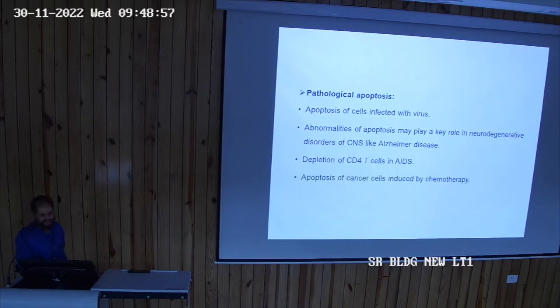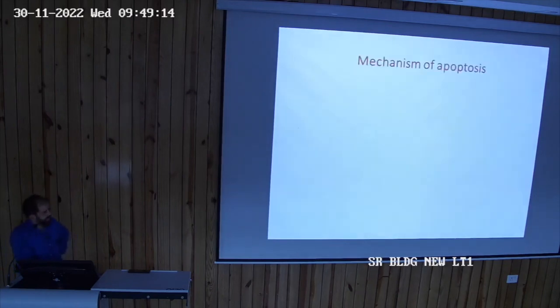ये भी pathological apoptosis के चलते होते हैं. Then apoptosis of cancer cells which is mediated by chemotherapy. हम chemotherapy देते हैं तो क्या करते हैं, apoptosis stimulate होता है, और वो हमारे कैंसर सेल्स को कम करते हैं, डिस्ट्रॉय करते हैं.